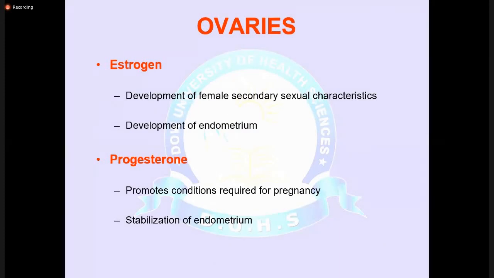So the estrogen helps in the development of the female secondary sexual characteristics and development of the endometrium, that is the lining of the uterus. Progesterone maintains the pregnancy and stabilizes the endometrium. A variation in these hormones, that is differences in the levels of the estrogen and progesterone, would lead to the shedding of the endometrial lining.